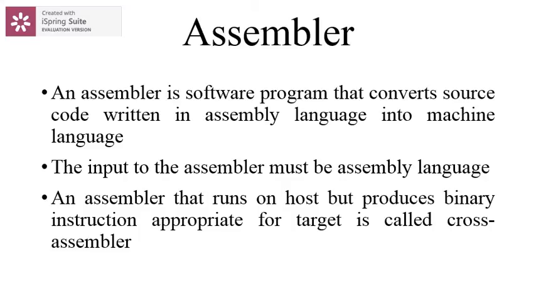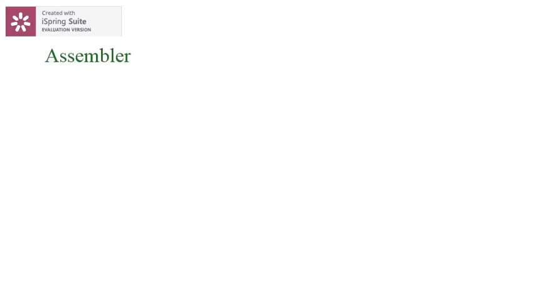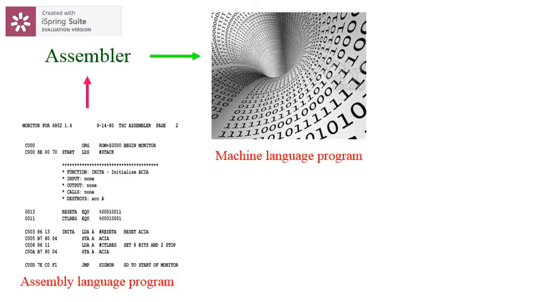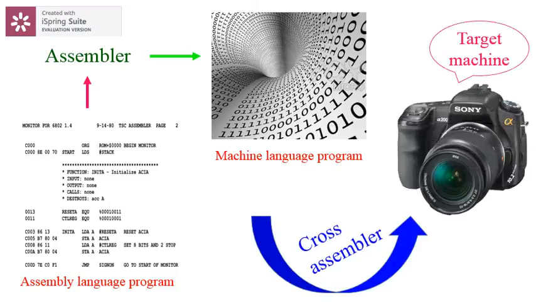Now we are going to see about the assembler. An assembler is a software program that converts source code written in assembly language into machine language. The input to the assembler must be assembly language. An assembler that runs on the host but produces binary instructions appropriate for the target is called a cross-assembler.